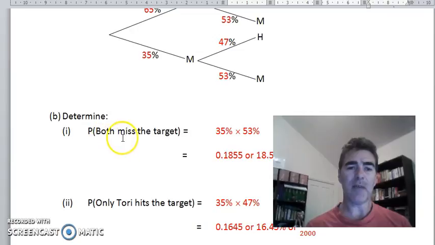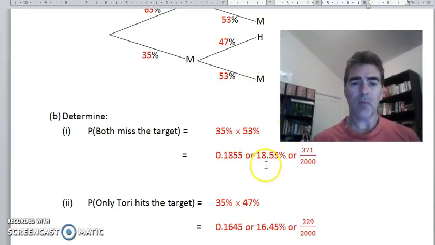The probability that they both miss, so Jake missing first is 35%, Tori missing second is 53%, so miss, miss, multiply them together, and we end up with 0.1855, or if we change that back to a percentage, times it by 100 and get 18.55%. Or your calculator may have even shown this as a fraction. Any of those three answers are acceptable.